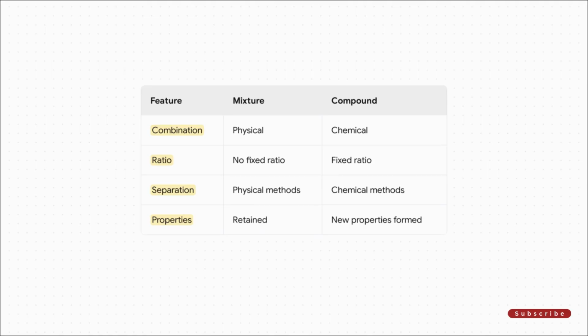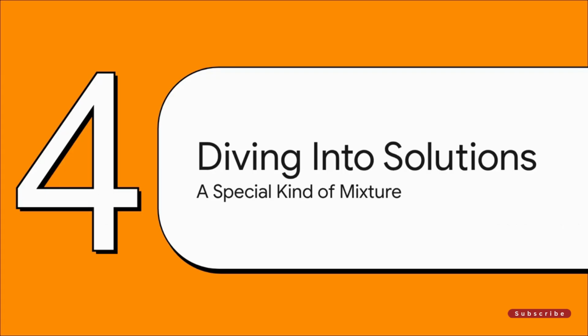For combination, a mixture is just physical, while a compound is a full-on chemical bond. For the ratio, a mixture can have any ratio you want, but a compound has a strict fixed recipe. To separate them, you can use physical methods for a mixture, but you need a chemical reaction to break a compound. And maybe the biggest difference? In a mixture, everything keeps its own properties, but in a compound, you create a brand new substance with totally new properties.